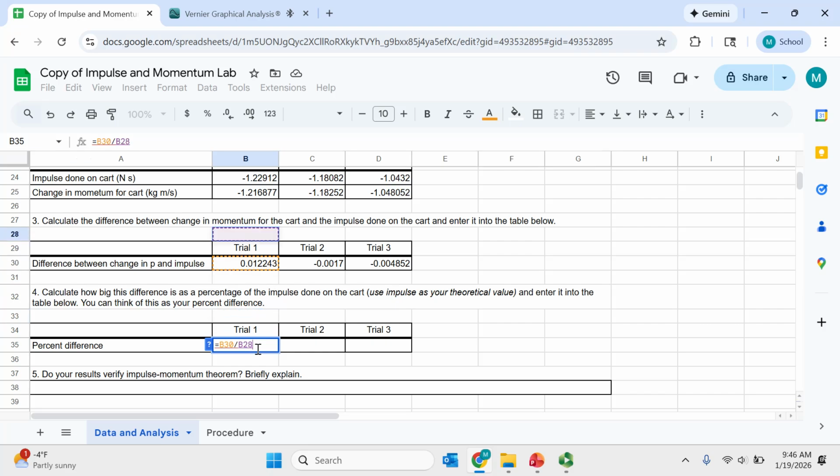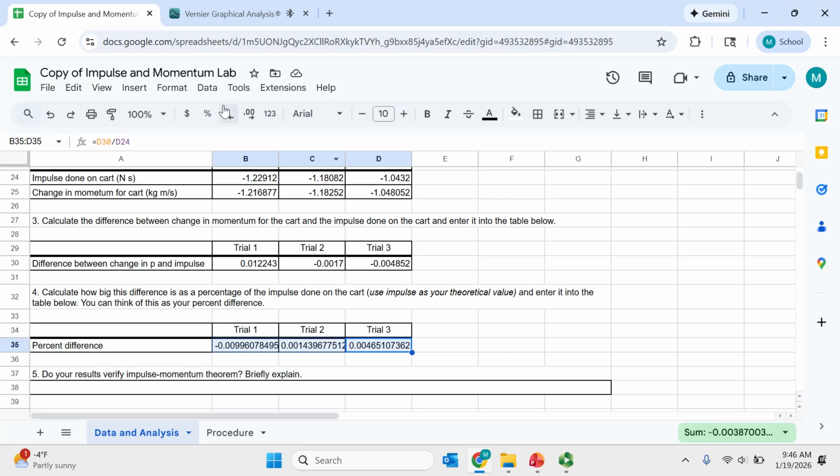the difference and divide by impulse. And we can see we get really small numbers. If I multiply by 100% or change this into a percentage, we can see we're going to get, that's like 1%, 0.01% or 0.1% and 0.5%. So these are all really small values.